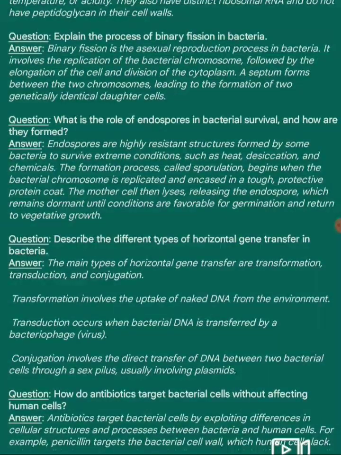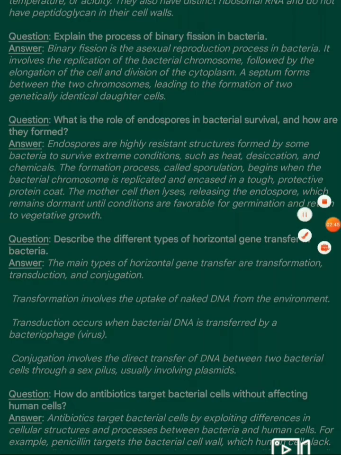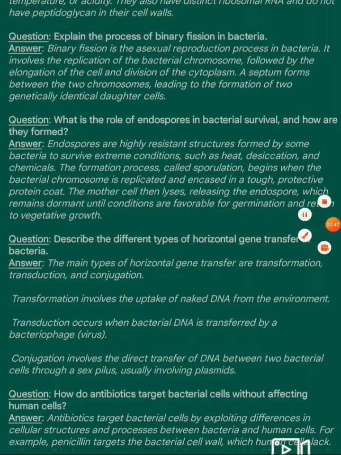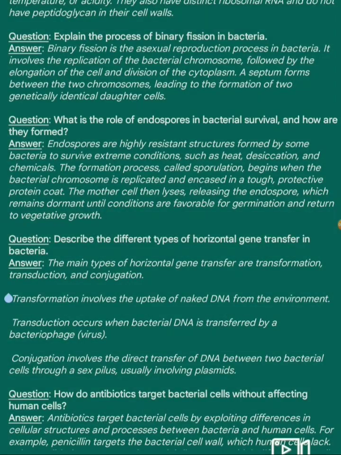Next question. Explain the process of binary fission in bacteria. Answer. Binary fission is the asexual reproduction process in bacteria. It involves the replication of the bacterial chromosomes followed by the elongation of the cell and division of the cytoplasm. A septum forms between the two chromosomes, leading to the formation of two genetically identical daughter cells.